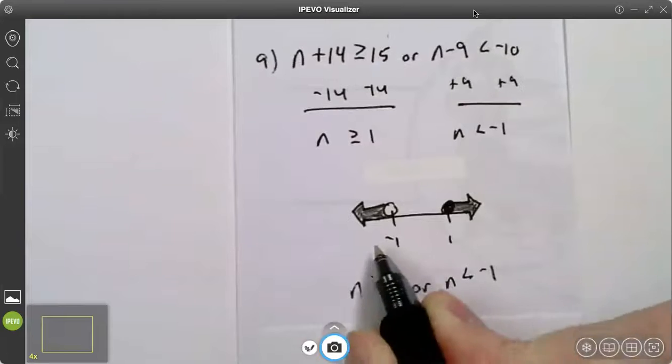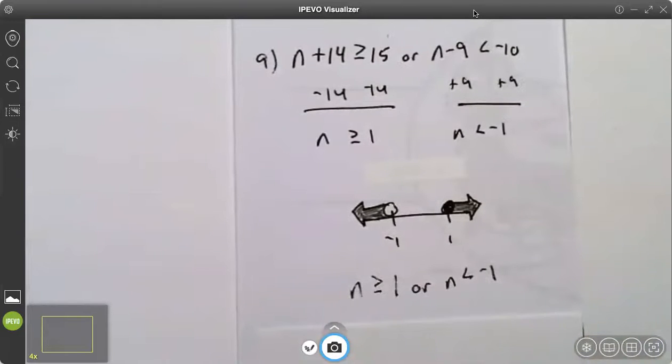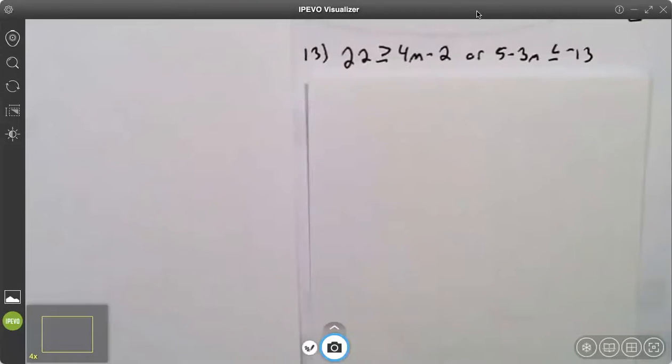And I could have written, and probably should have written, n is less than -1 first, n is greater than or equal to 1 second. Either way is fine. Let's try one more of these before we move on. This will be a two-step inequality on both sides.